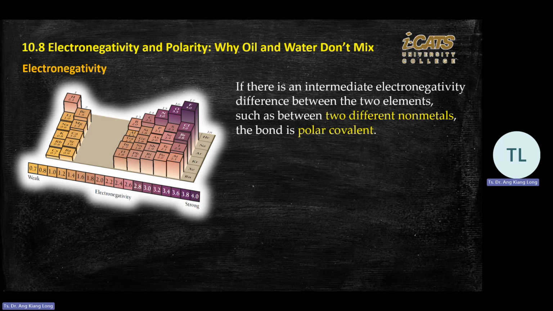Okay, so this one is non-metal. Non-metal means they will form covalent. Polar covalent. Right? Polar covalent.